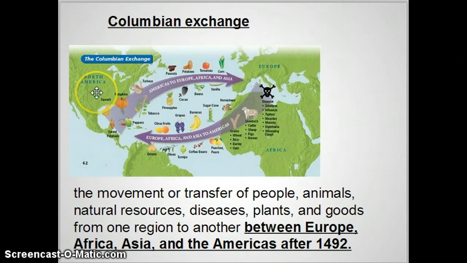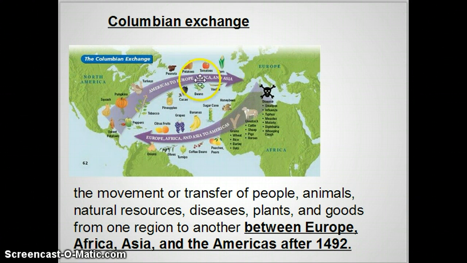Columbian exchange. Columbian exchange is a specific time and location for exchange. And Columbian is named after Christopher Columbus. And this is the movement or transfer of people, animals, natural resources, diseases, plants, and goods from one region to another, specifically between Europe, Africa, Asia, and the Americas after 1492.